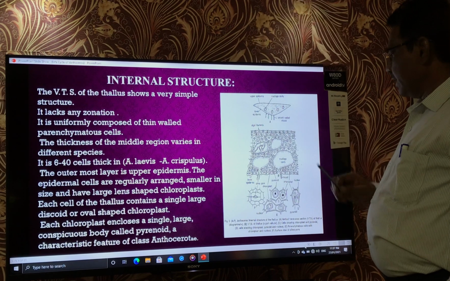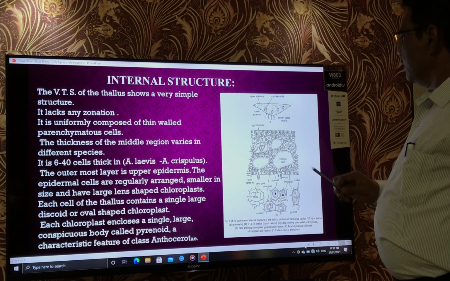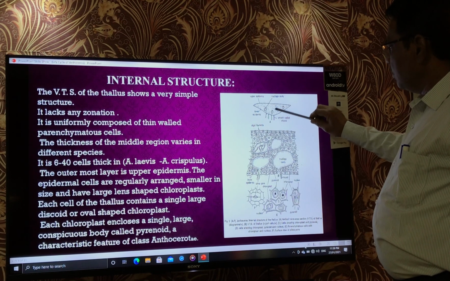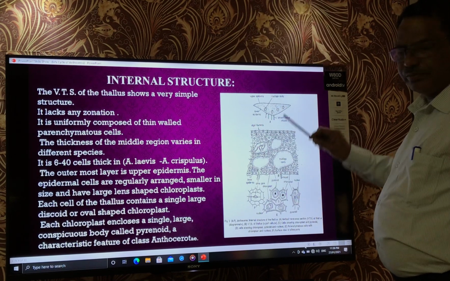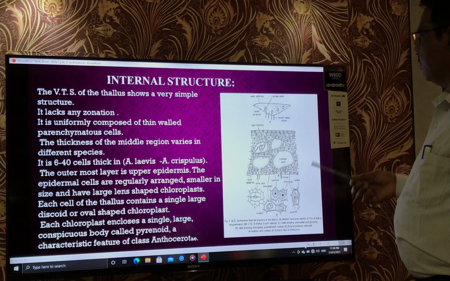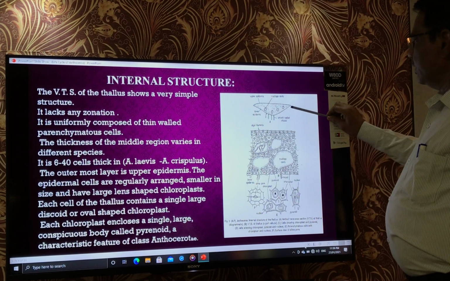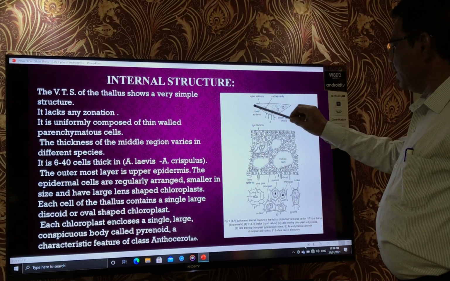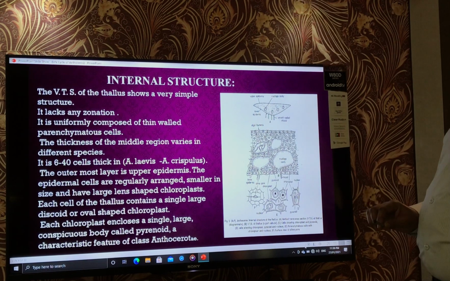Then another characteristic feature of this vertical transverse section: here you can have a uniform organization. That means it lacks the zones that we have observed in Marchantia, where there are two distinct zones. On the dorsal surface there is an assimilatory or photosynthetic zone, and on the ventral surface there is a storage zone.